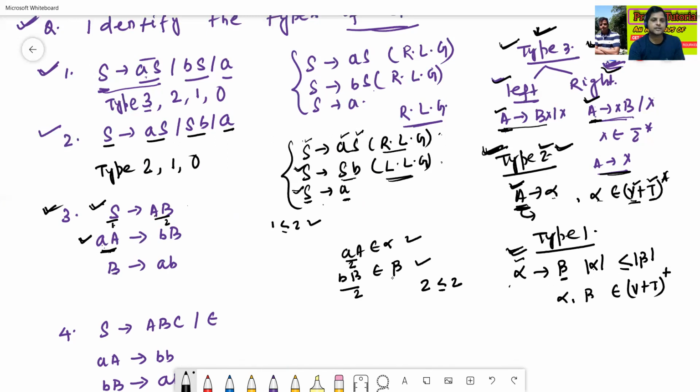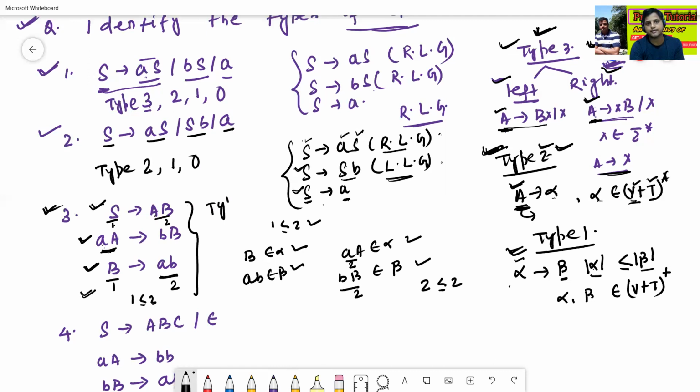Now we'll check the third one. B belongs to alpha, AB belongs to beta. Now we'll check the length. The length of alpha is less than or equal to the length of beta. Its length is 1, its length is 2. So 1 is less than or equal to 2. So it is satisfied for the type 1 condition. So the third grammar is type 1 as well as type 0.